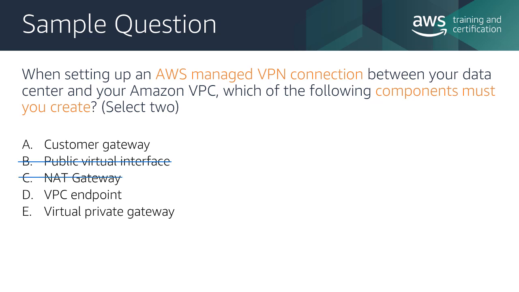Next, I'm going to get rid of the NAT gateway. It's a device that actually allows private subnets to connect to the internet, which is not part of our conversation here about the VPN itself. The VPC endpoints are great to allow your instances to talk to S3 or something, or supported services. Not part of this conversation. What is part of the conversation? You must have a customer gateway on your side, and you must create a VGW on the AWS side. A and E make the correct answer.